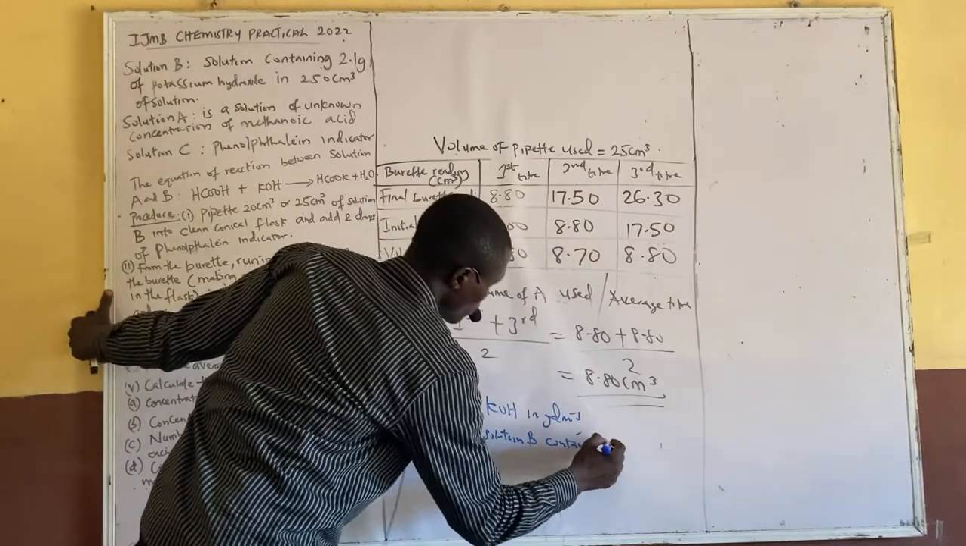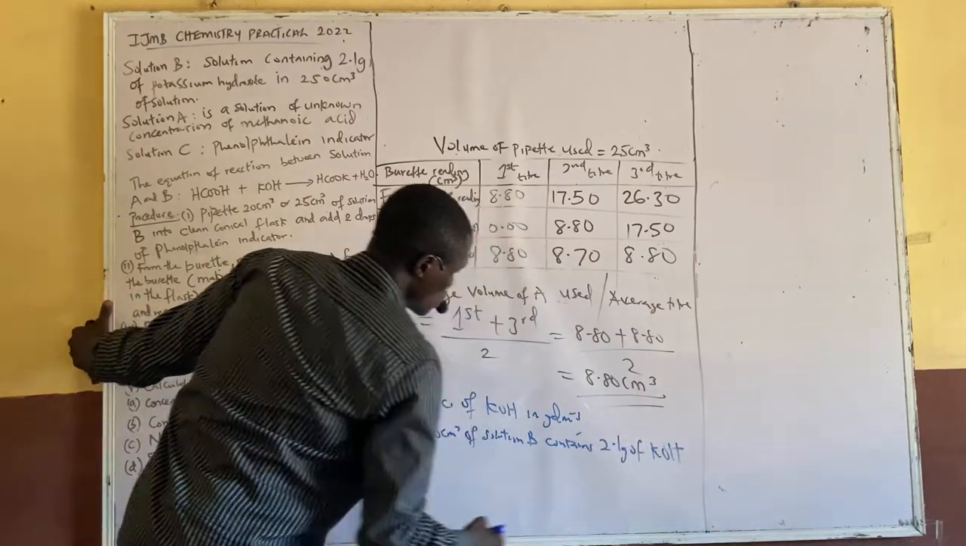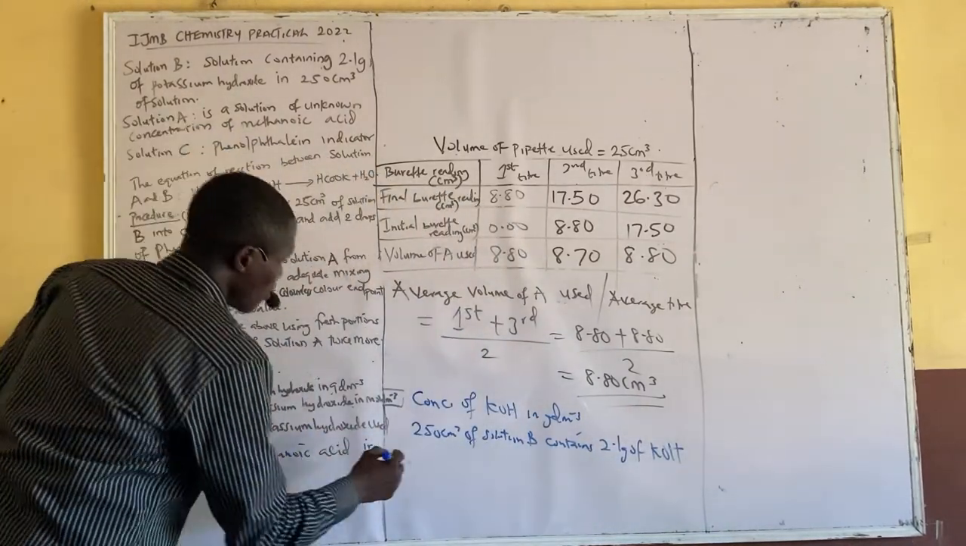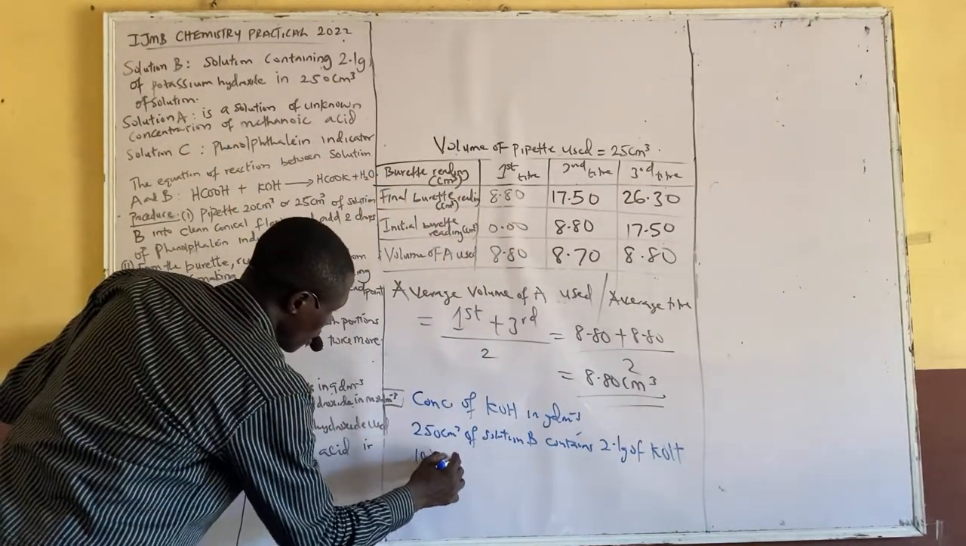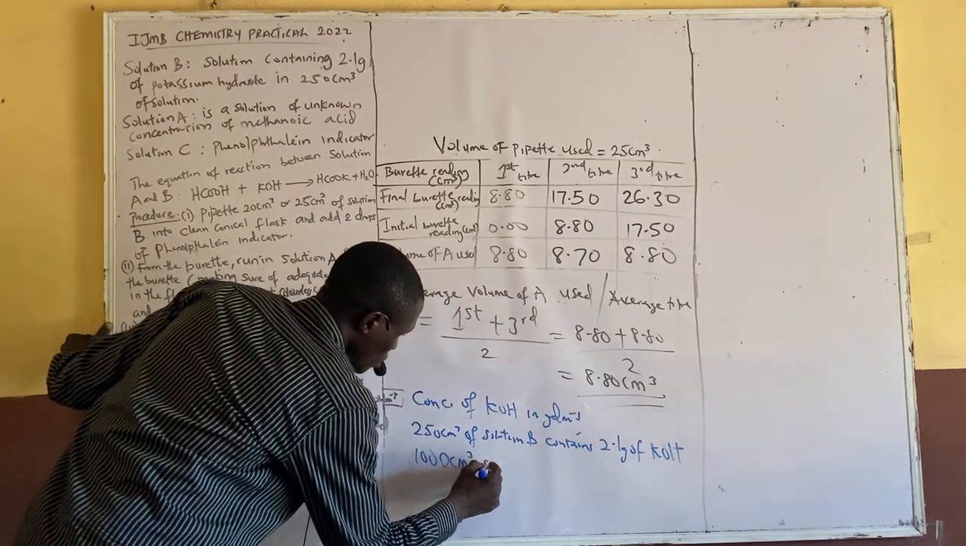Contains 2.1 gram of what? Of KOH. So now, if that be the case, what about 1000 centimeter cube? Because we are looking for what? How many grams in 1000 centimeter cube of solution B?